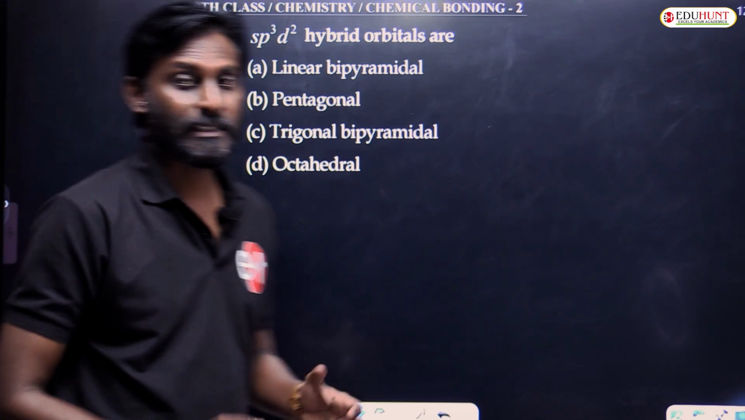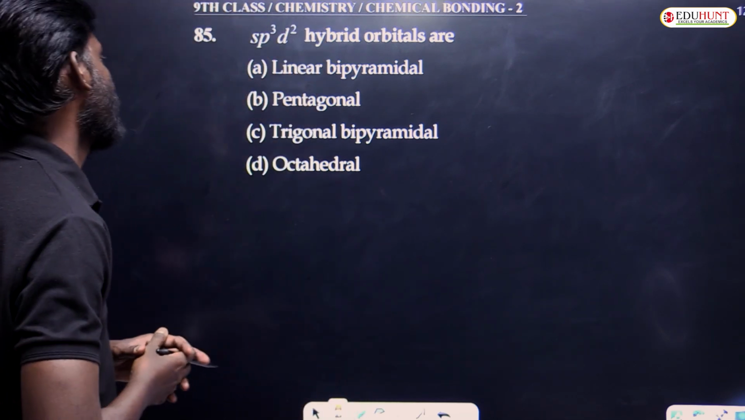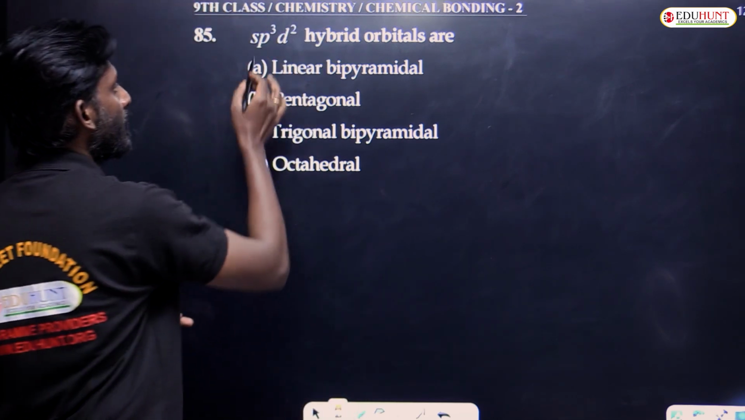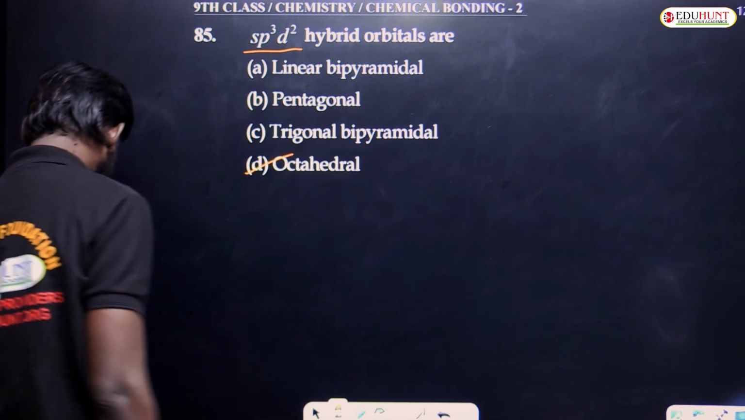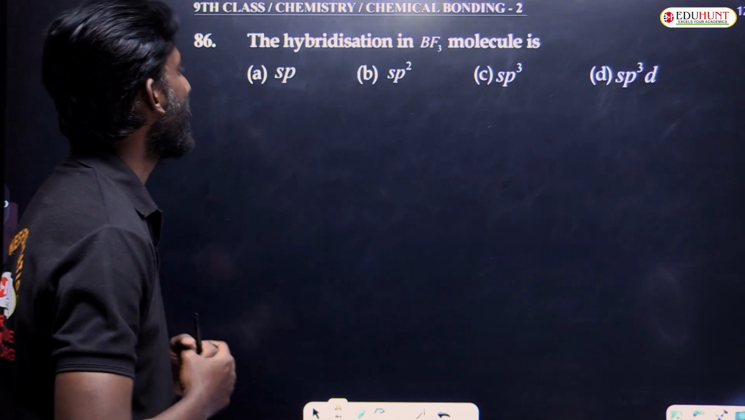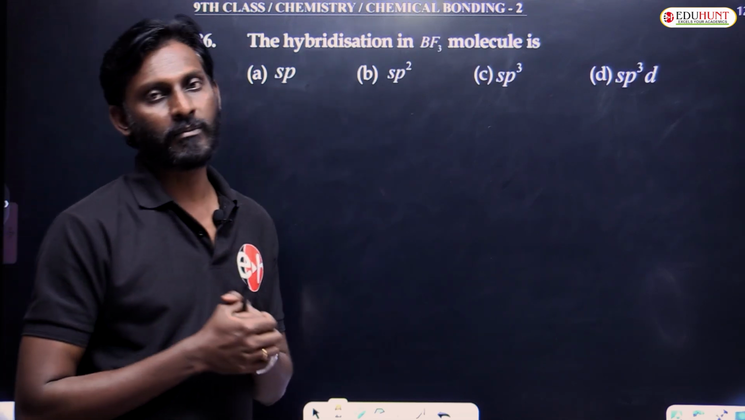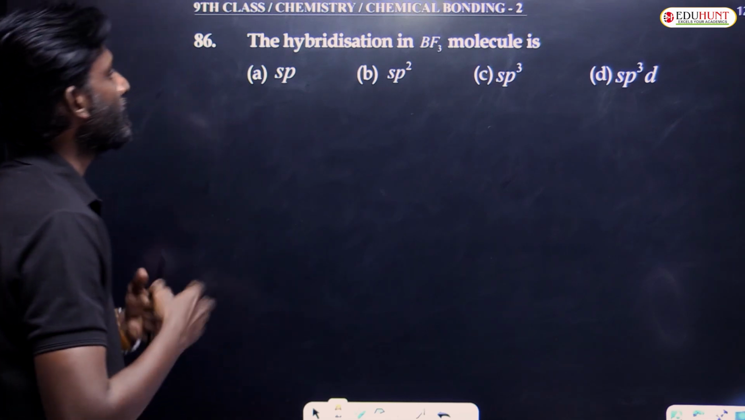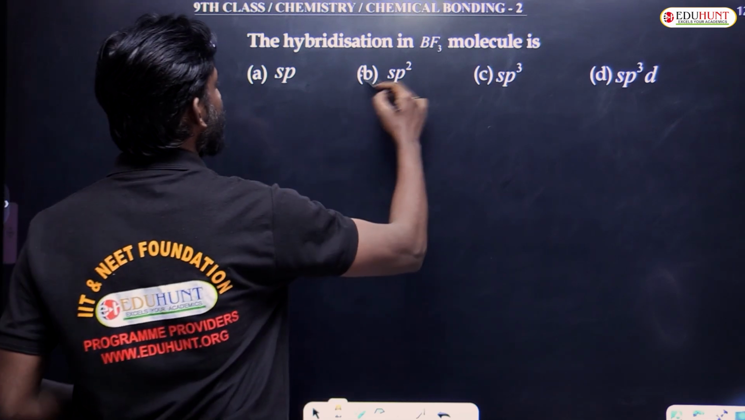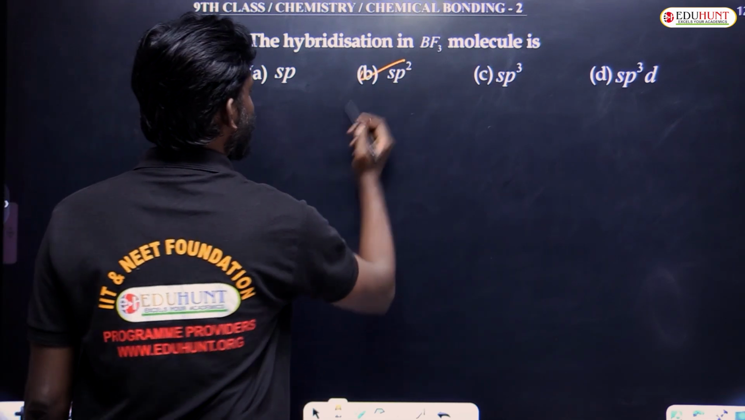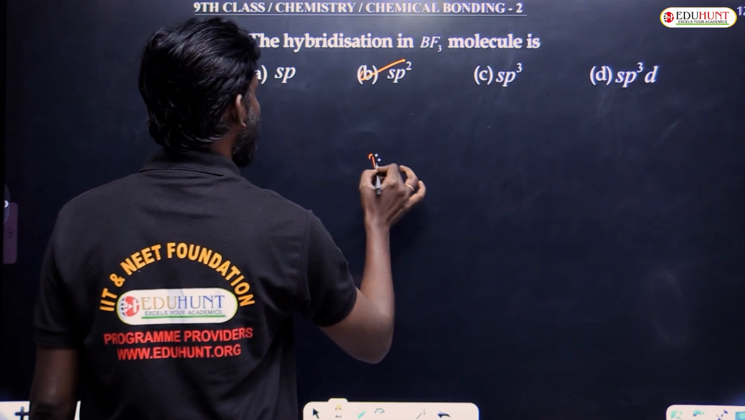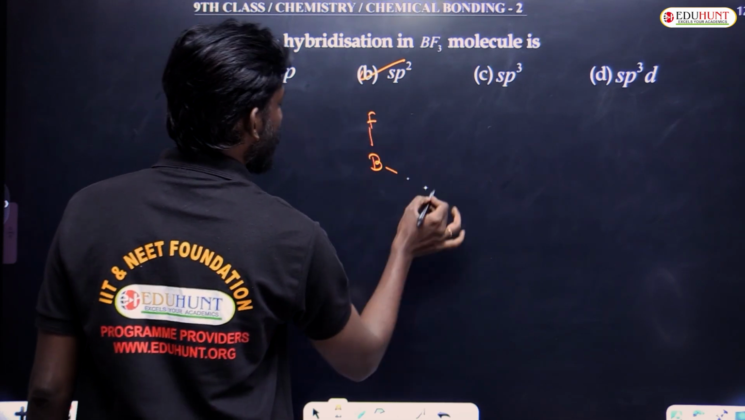Next, sp3d2 hybrid orbitals are octahedral. Very direct question. Yes. The hybridization in boron trifluoride molecule is sp2, BF3. You can do it by the formula, BF3 like this.